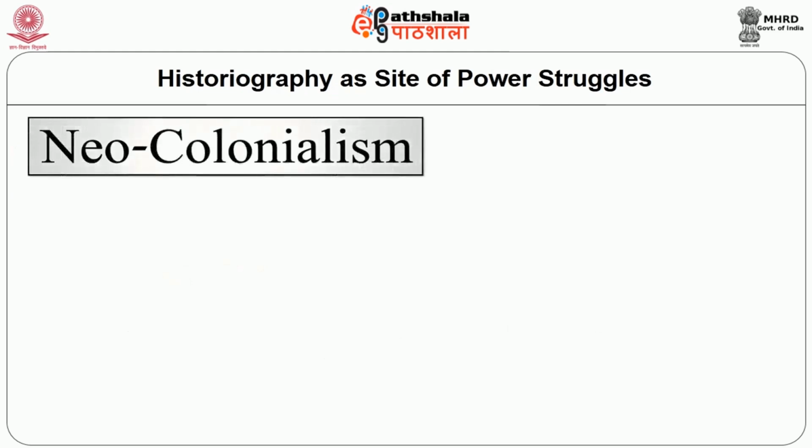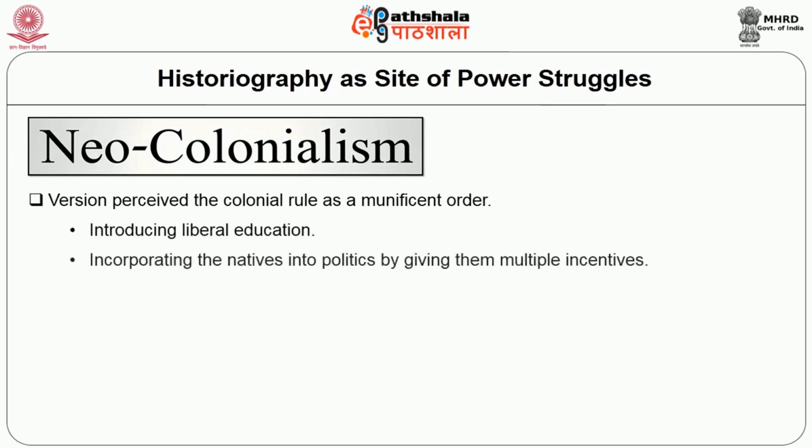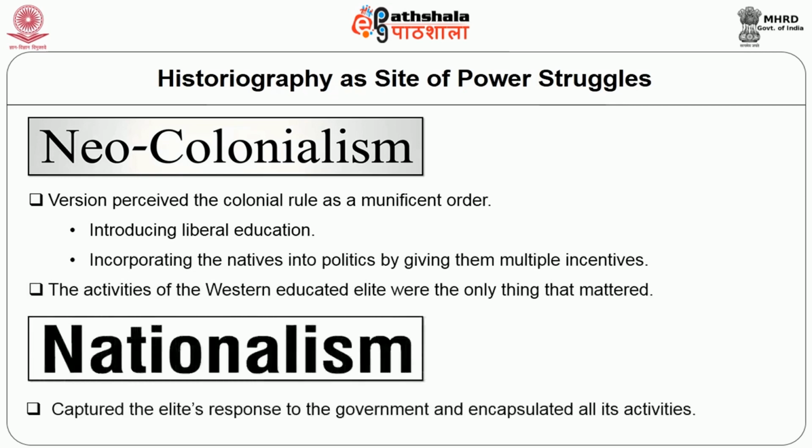While the neo-colonialist version perceived the colonial rule as a munificent order, introducing liberal education and incorporating the natives into politics by giving them multiple incentives, the activities of the Western educated elite were the only thing that mattered. The nationalist historiography, on the other hand, only captured the elite's response to the government and encapsulated all its activities.